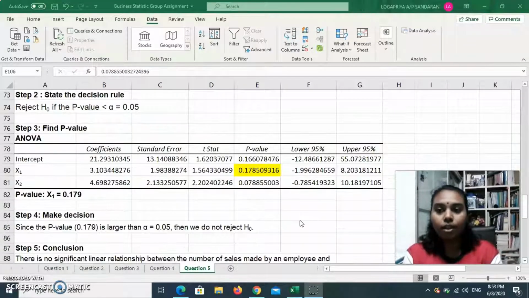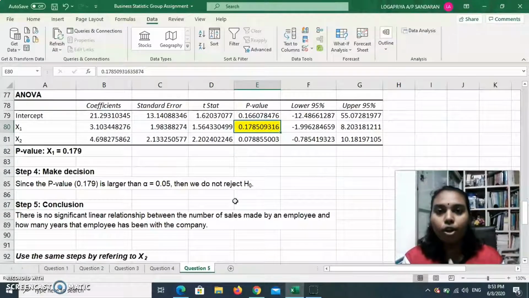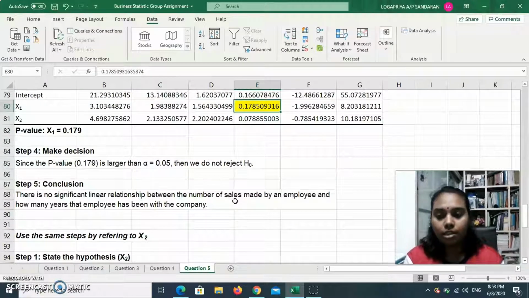Step 3 is to find the p-value. This is the p-value which we obtained from the data analysis regression, and this is for x1. The p-value for x1 equals 0.179, rounded off to 3 decimal places. Step 4, we make a decision. Since the p-value, 0.179, is larger than alpha equals 0.05, we do not reject H null. Step 5 is to make a conclusion. The conclusion here is there is no significant linear relationship between the number of sales made by an employee and how many years that employee has been with the company.